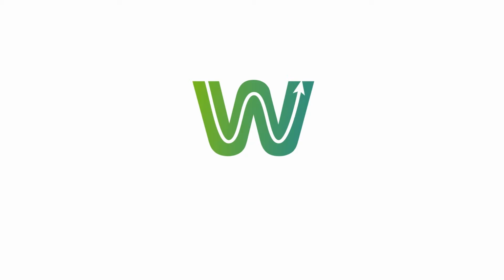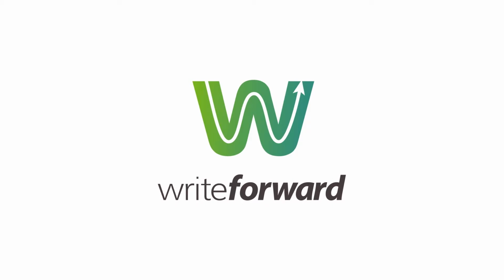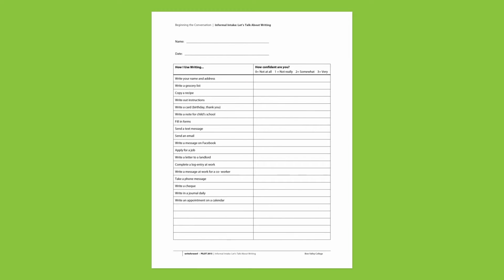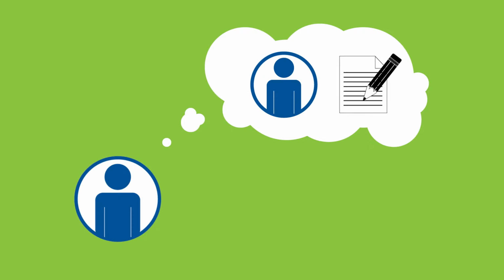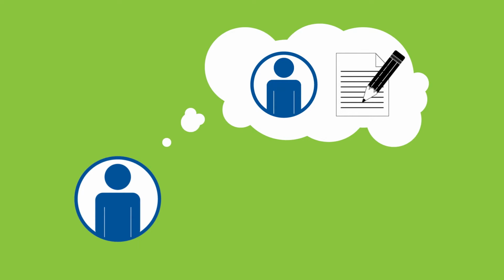Let's talk about writing. The conversation about writing begins when you first meet the learner or first begin working with a writing class. Use the informal intake discussion, Let's Talk About Writing, as a guide. This is to get the learners thinking about writing in their life. They may think of writing as something academic, and it is important for them to realize that it is really something rooted in everyday activities.